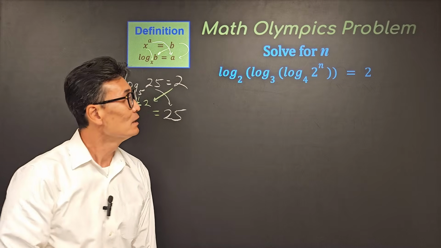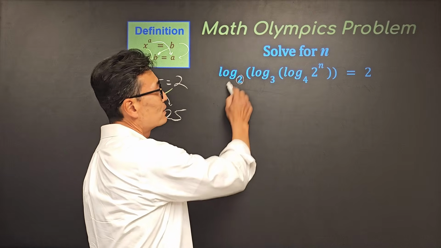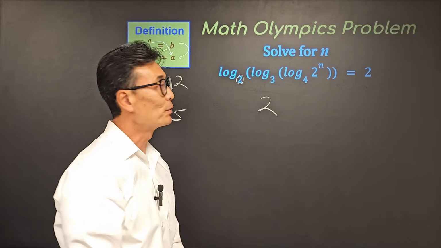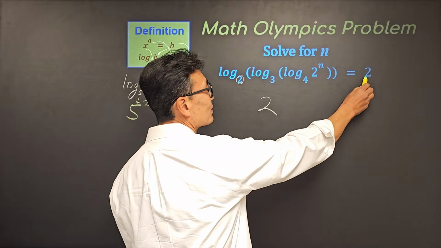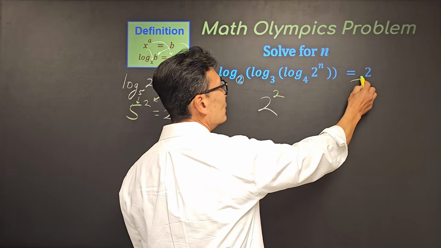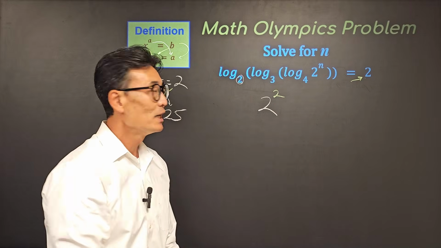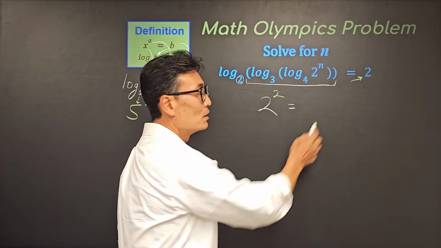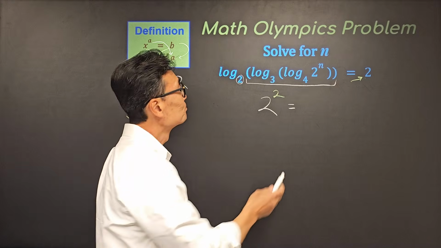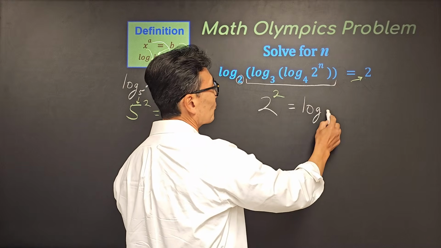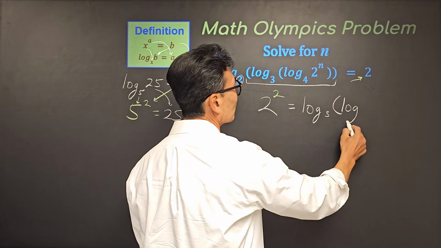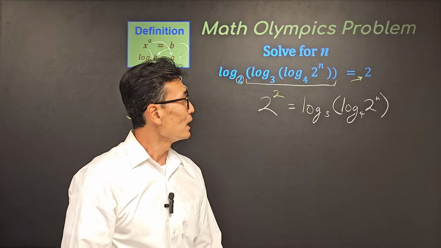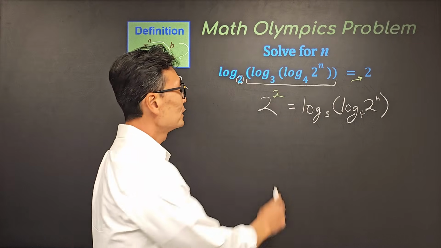Let's get to work. First, we're going to start with the base, 2. Then we're going to bring the 2 from the right side of the equal sign and put it here as the exponent. And then we'll go ahead and put the argument, or all this, on the right side of the equal sign. Like this. And then if you simplify 2 squared, it's 4.